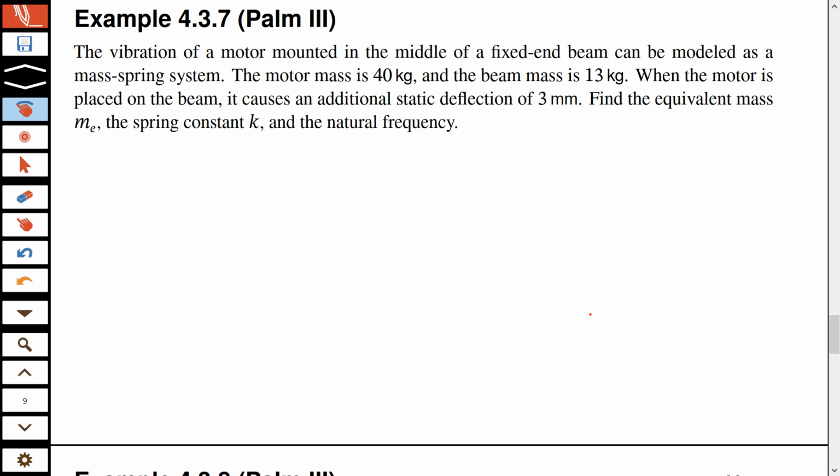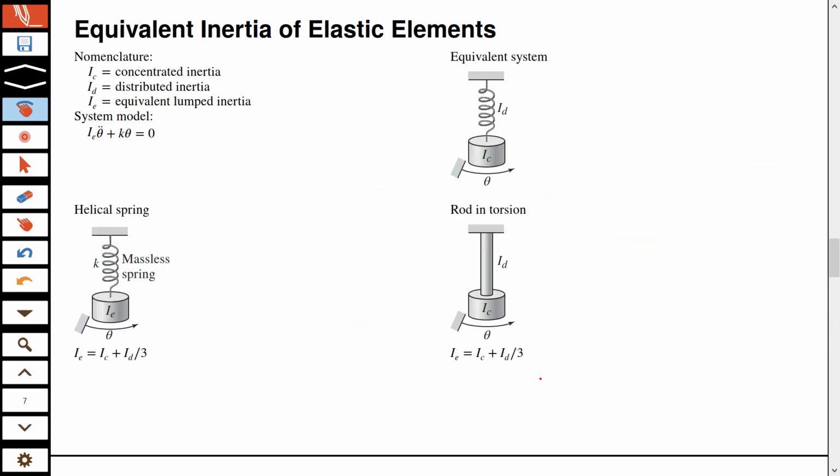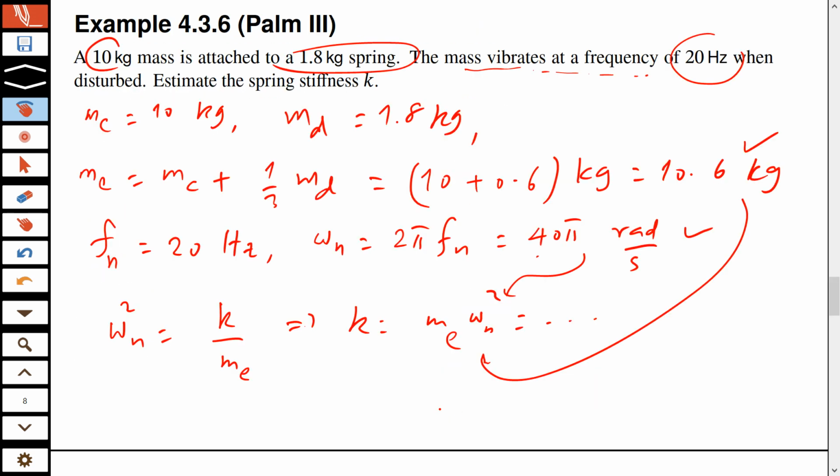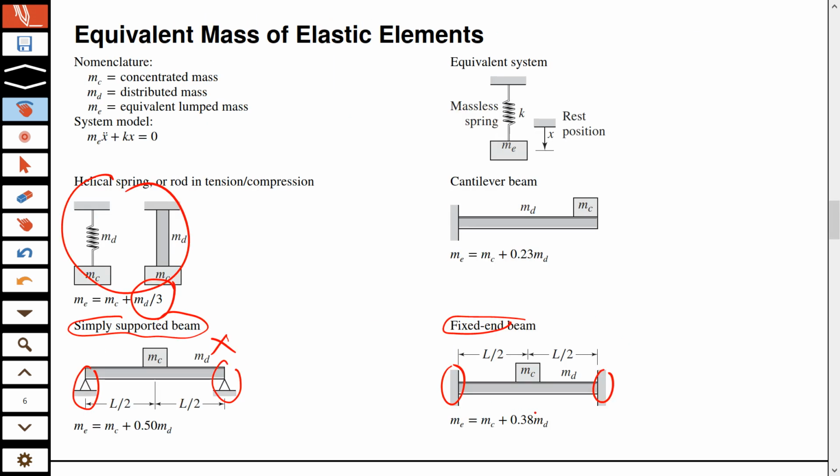The next example, you have a motor which is mounted in the middle of a fixed end beam. Now you have to go there and see that the fixed end beam, this looks fixed, but the terminology is not fixed. They call it simply supported. So this cannot be the configuration. Fixed end beam is this one, when it is fixed from both sides horizontally. And there we know that the factor to use is not 1/3 but 0.38.